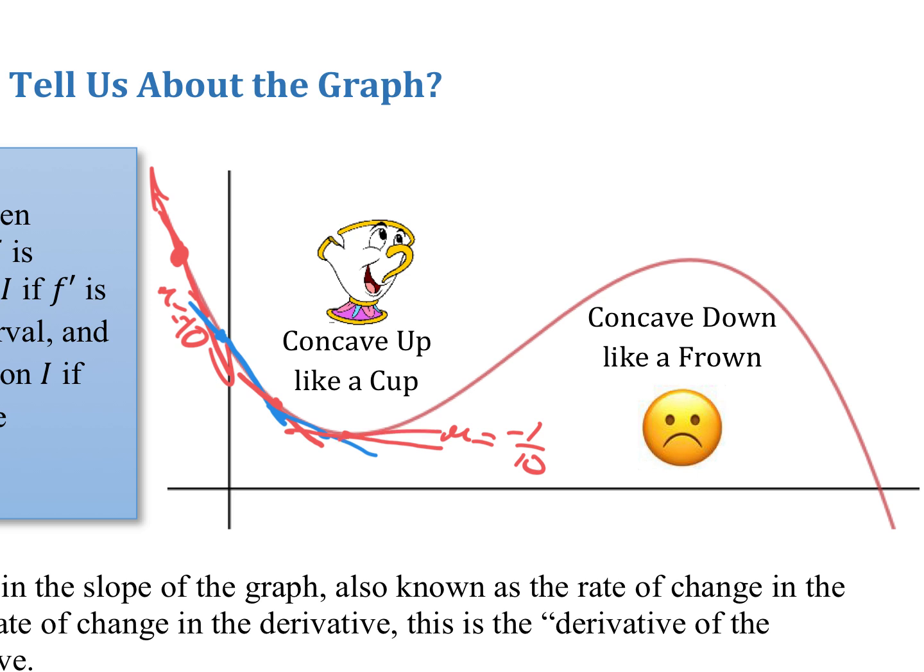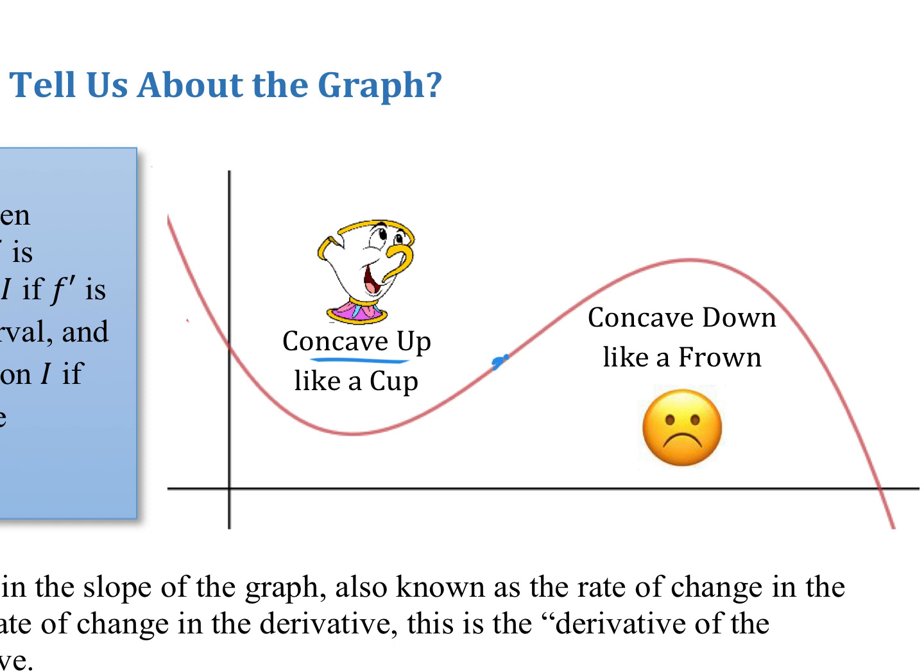Can you see that? Eventually it'll be 0 at the minimum, and then that slope starts to get steeper and steeper and steeper. So concave up means that the slope is increasing. As that slope increases, we get a curve that is concave up.